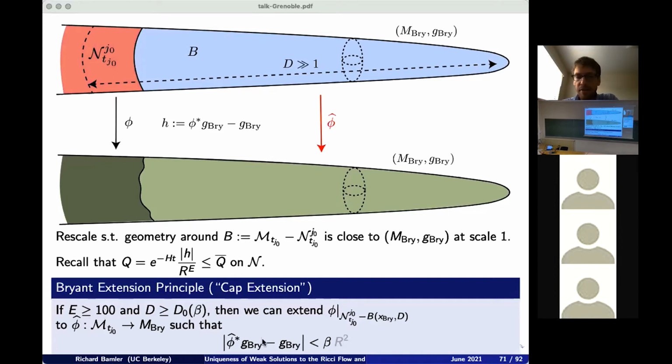Okay? And I could maybe even improve this bound to beta times R squared. I can maybe make this bound better as R goes to 0. Yeah. So E is 100, so it should be working out. Okay, are there any questions on this?